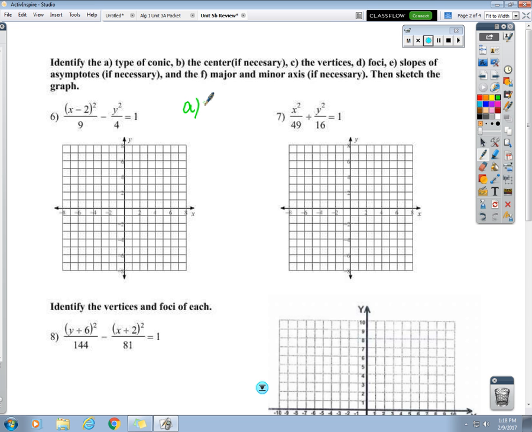Also you might want to make sure you have out your formula sheet because the formulas are no longer on the board. And you're responsible for having this formula sheet with you tomorrow. You cannot write anything on it except for your name.